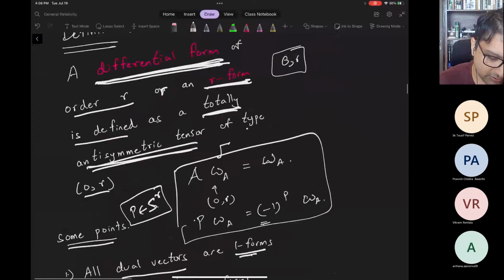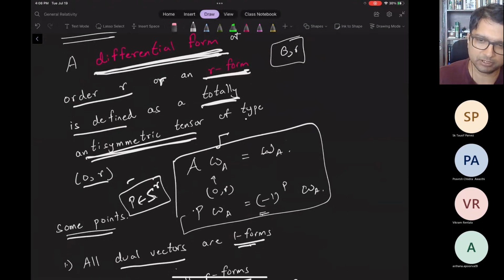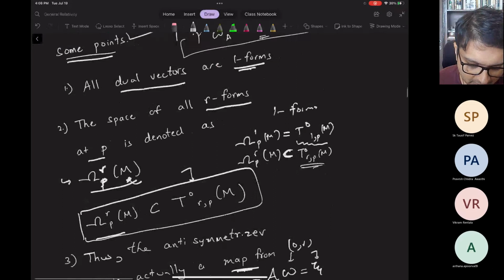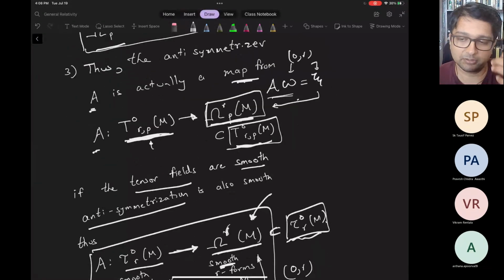The definition was: a differential form of order R, or an R-form, is defined as a totally anti-symmetric tensor of type (0,R). So these are not new objects. These are a subclass of the objects that we are already familiar with, that is (0,R) tensors. But as we'll see, they have some interesting properties.